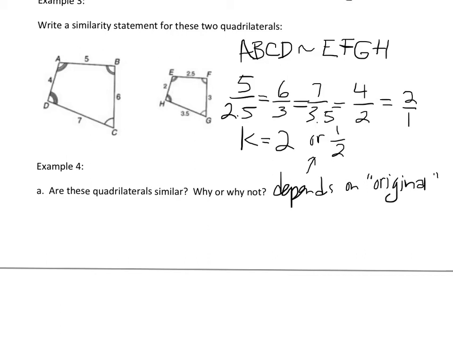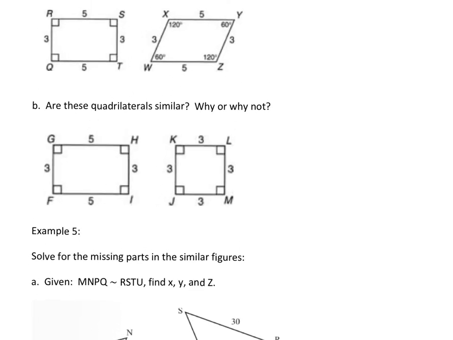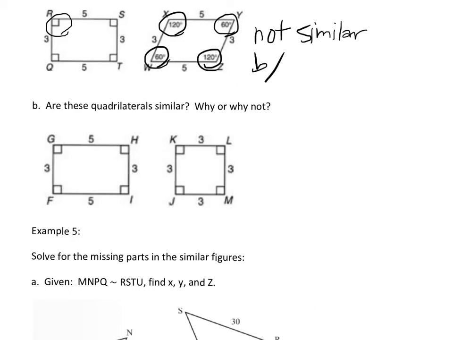Example number 4 asks us, are these quadrilaterals similar? Why or why not? So if I look at these two polygons, I initially see that those angle measures are definitely not equal. I see that all 4 of these are 90 degrees and none of these are 90 degrees. So I know that those polygons are not similar because angles are not equal.